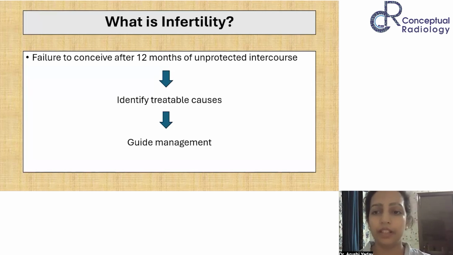The definition of infertility is what we all must know. When the patient visits us, we should know what the patient is talking about. If the patient says infertility, does the patient fit the criteria of infertility or not? By definition, if the patient is unable to conceive after 12 months of unprotected intercourse, it is called infertility. The job of a clinical radiologist is to identify the treatable causes and to guide the management. So, this is important. We are going to go towards identifying the treatable causes and thereby radiologically guiding towards their management.